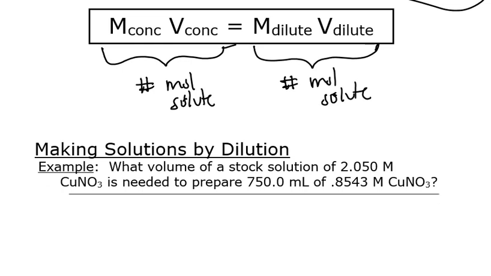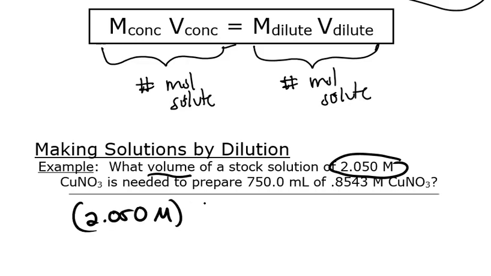Let's say that we have a solution. We want to know what volume of a stock solution of 2.05 molar copper nitrate is needed to prepare 750 mL of 0.8543 molar copper(I) nitrate. All right, so we know that we have a stock solution with this molarity, and we're asking what volume. So the concentrated molarity is 2.050 molar, and the volume is what we don't know. So we'll simply write V concentrated.